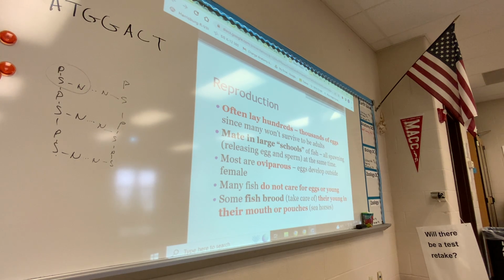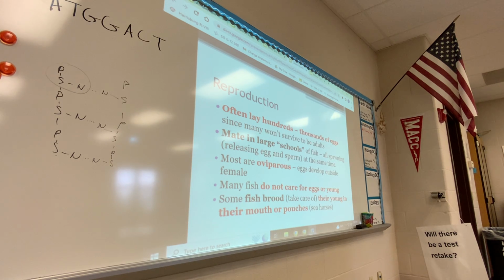Okay, so other things about fish that help them survive: they often lay hundreds or thousands of eggs, since many of them won't survive till adulthood. We talked about the different strategies that different animals have. One strategy is to lay bunches of eggs in the hopes that a couple survive. This was the Finding Nemo theory: lay a bunch of eggs and then Nemo is the only one that survives. The other one is to have one or two babies and invest a lot of time and care into those babies, and this is the strategy that humans have.